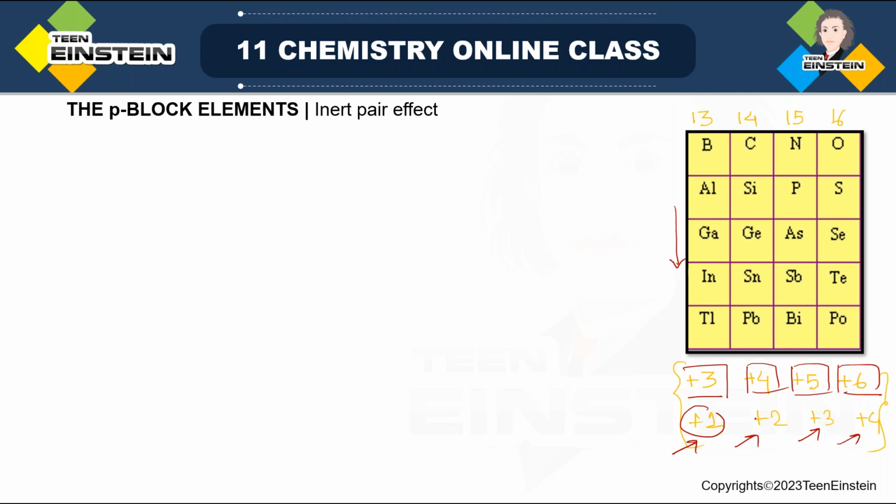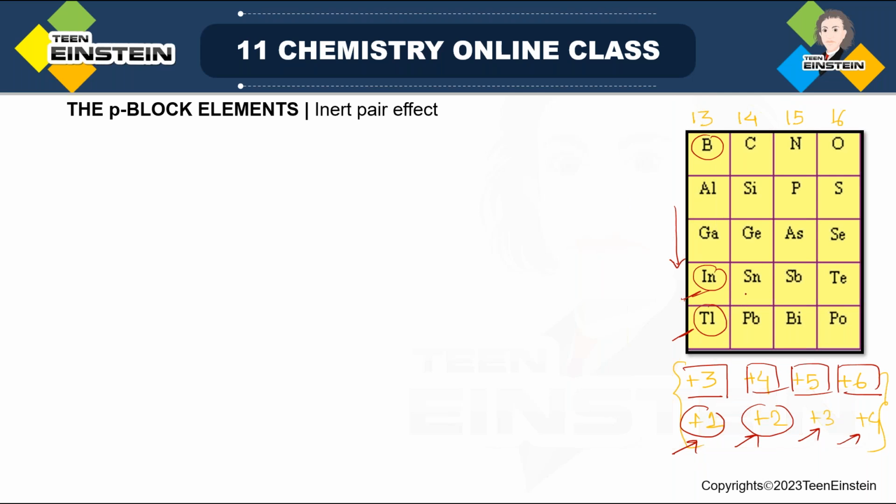The predominance of this 2 less oxidation state gradually increases. So for example, if you are comparing boron and indium or thallium, then it is observed that as you are moving down, for these 2 elements, +1 is more predominant. But for boron, +3 will be predominant.